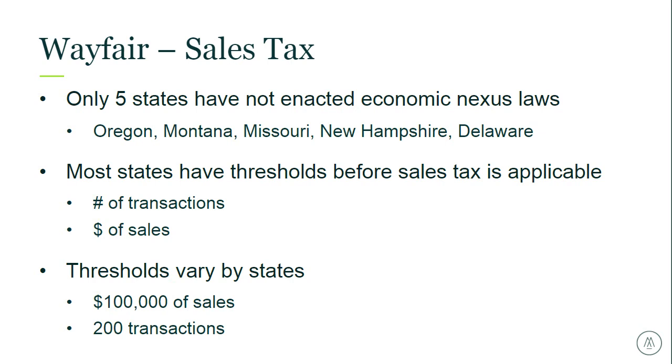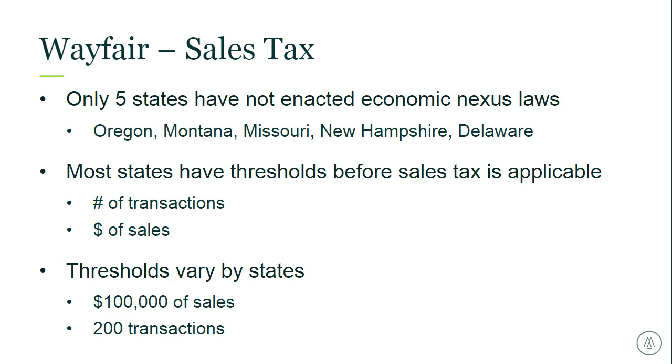With the nexus, there usually is a threshold that an organization must meet before that state's sales tax is applicable. There's generally either one or a combination of number of transactions or amount of sales. So I had mentioned for South Dakota, if you had 200 transactions or more, or if you had 100,000 or more of sales, you tripped one of those, then you became subject to their sales tax.